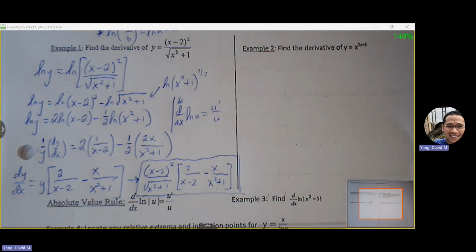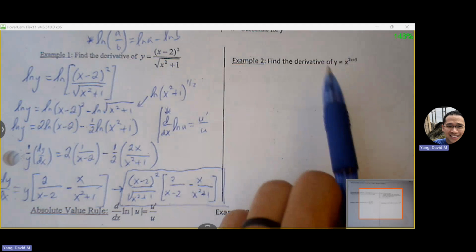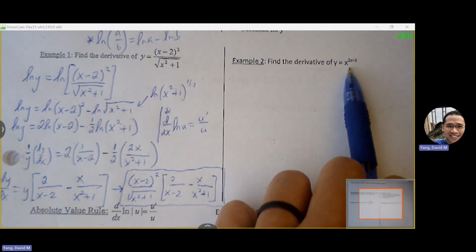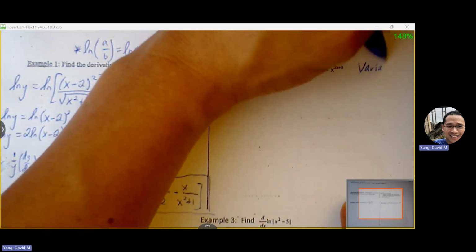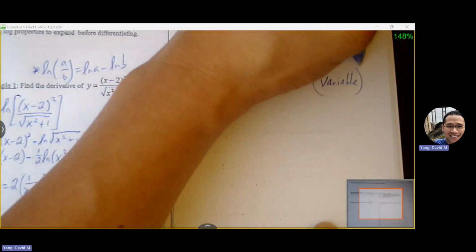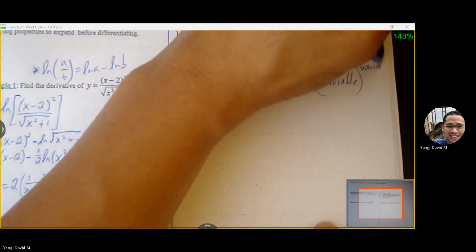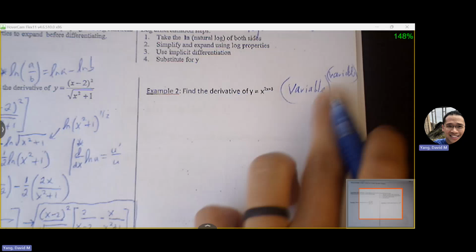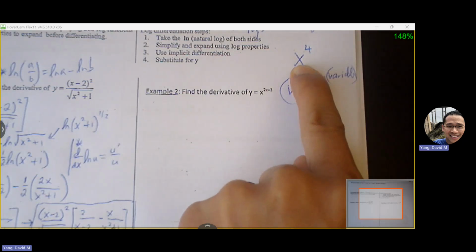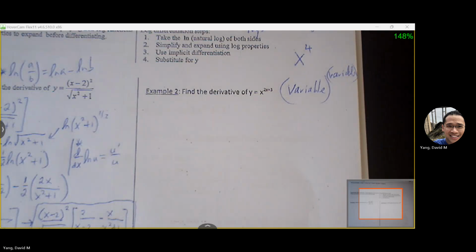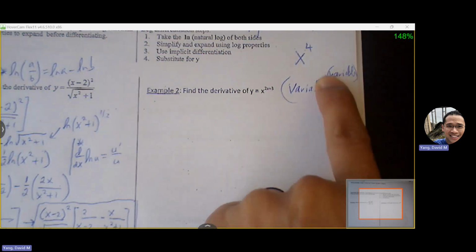The second example is one where we have to use log differentiation because this problem has no rules available to us. The reason why is because this is a variable expression raised to a variable exponent. And we don't have a rule that can handle a variable raised to a variable. We can handle a variable raised to a constant, right? This we can do using power rule. This is a polynomial here, right? But we can't handle a variable raised to a variable expression.